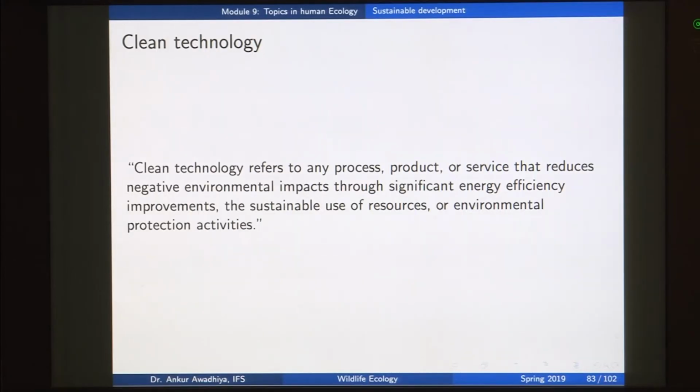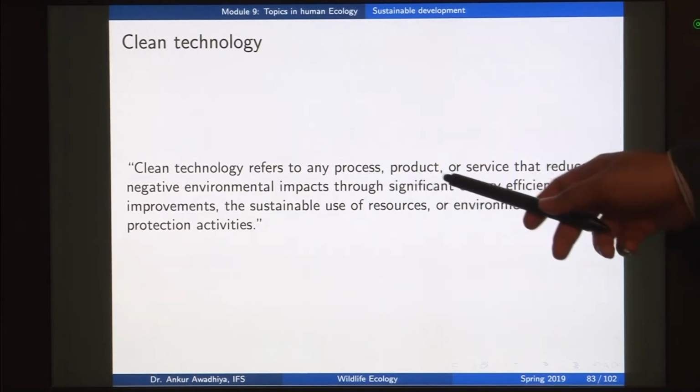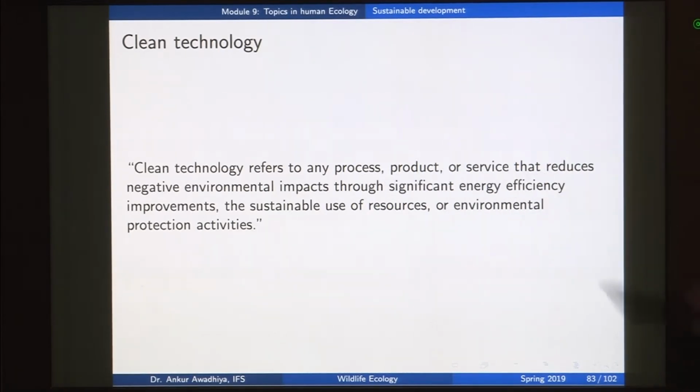Any process, product or service that reduces the negative environmental impacts through significant energy efficiency improvements. So, for instance, when the government came up with this program that you will replace incandescent bulbs with LED bulbs, that is providing us with a significant energy efficiency improvement. So, that will be counted as a clean technology, or one which goes with a sustainable use of resources.